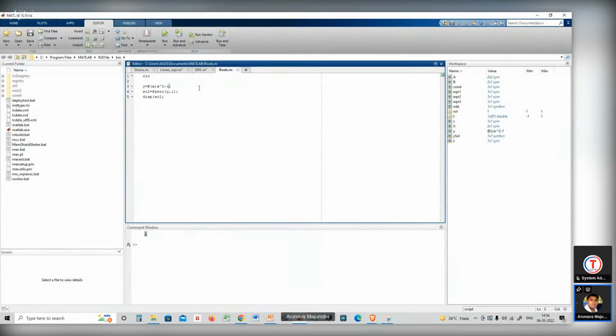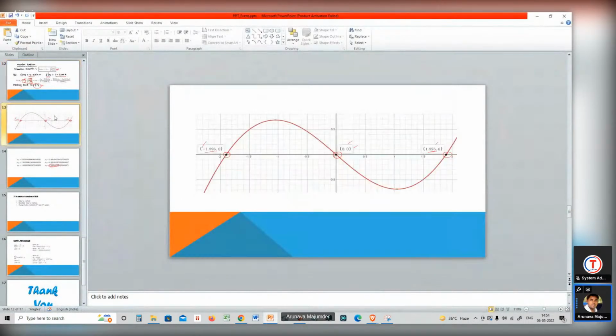So let me use this x minus 2 sin x, minus 2 into sine of x. Now look, x minus 2 sin x. Look at the graph: there is one positive solution, and zero is a trivial solution, which I'm not talking about. So one positive solution, one negative solution.